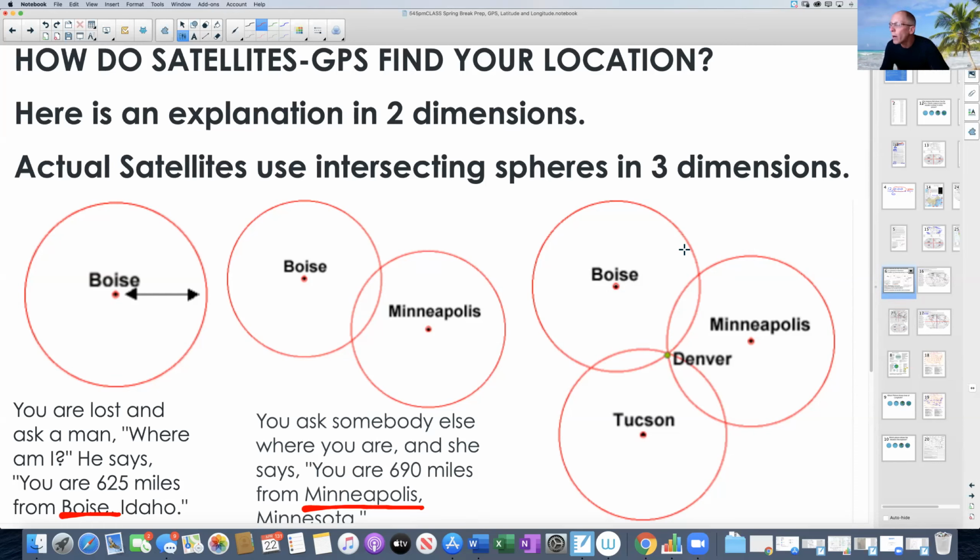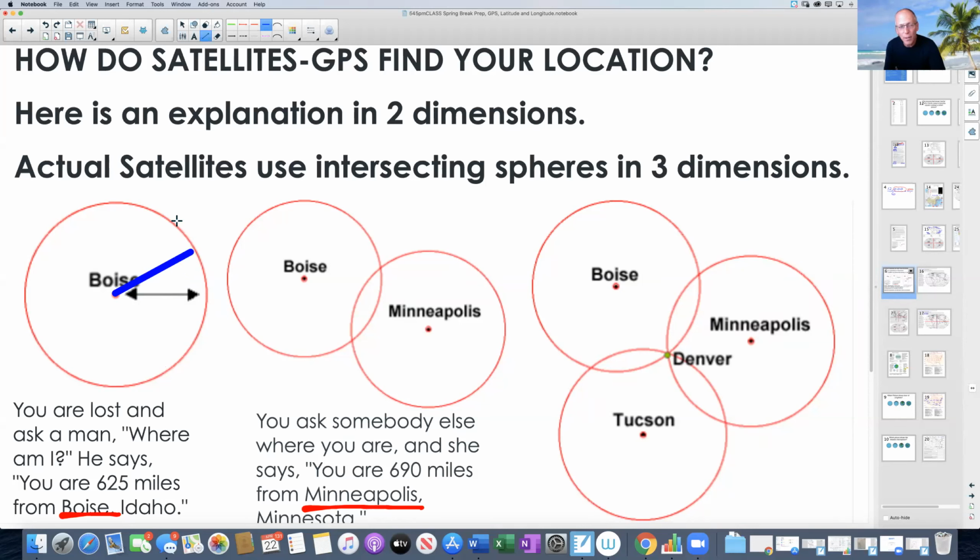So I am lost and I don't know where I am. I ask this man, I say, hey buddy, where am I? And he says, you're 620 miles from Boise. Am I here? Am I there? Am I there? Am I here? Why did he give me bad directions?